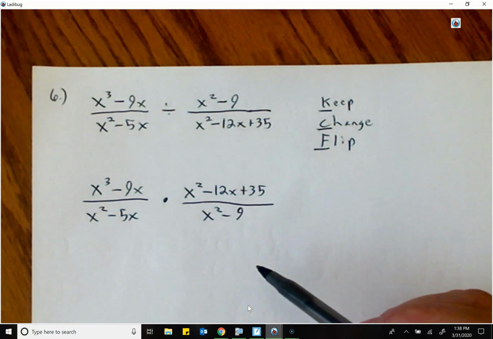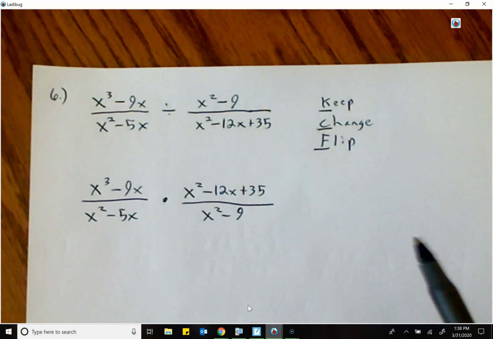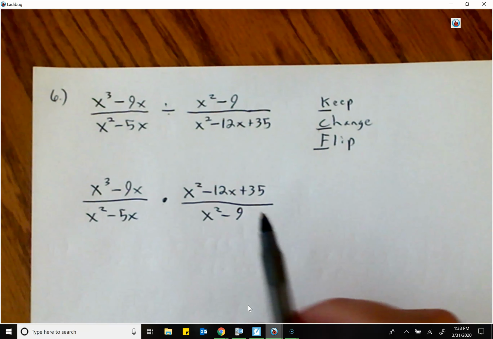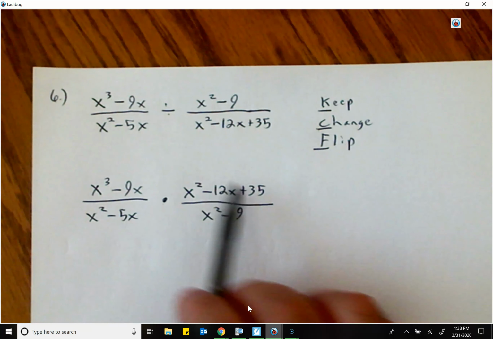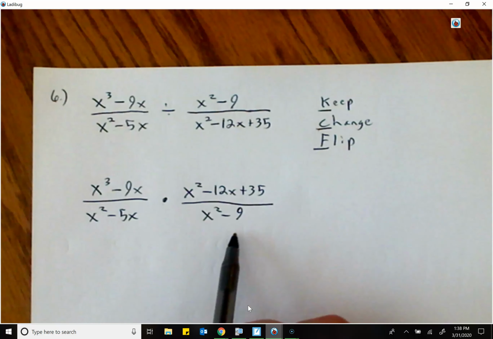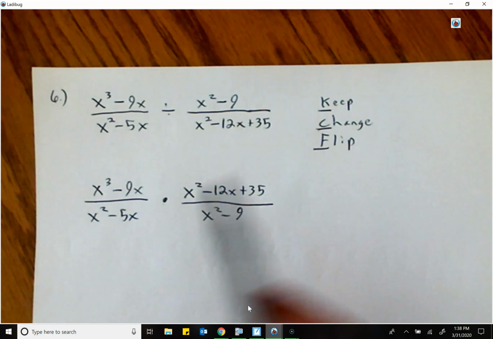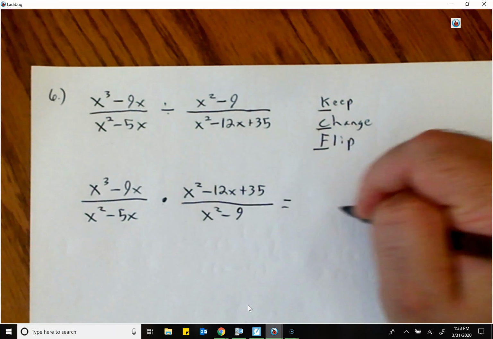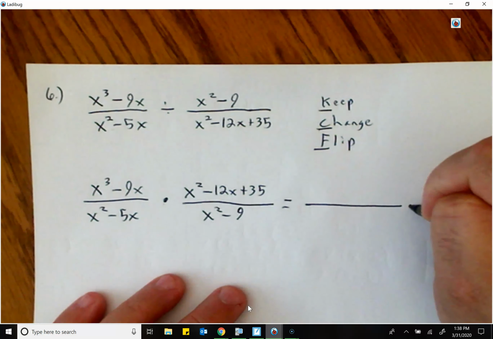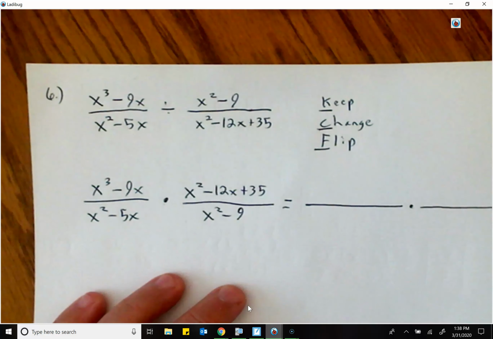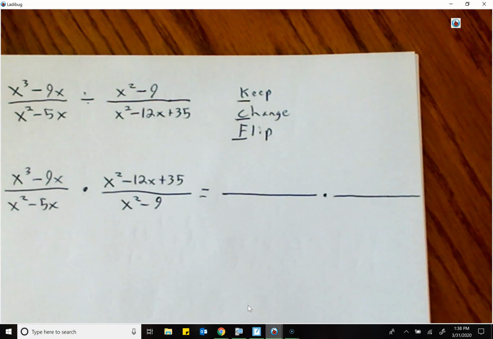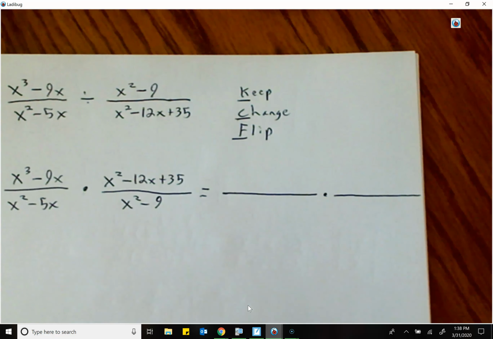And now, when we multiply, there's only 2 steps for you to do. Step number 1, factor everything that can be factored. So we need to look at all the numerators and all the denominators and make sure that they are completely factored. Once everything is factored, then we're going to simplify. That's the second step. So let's get everything factored first.